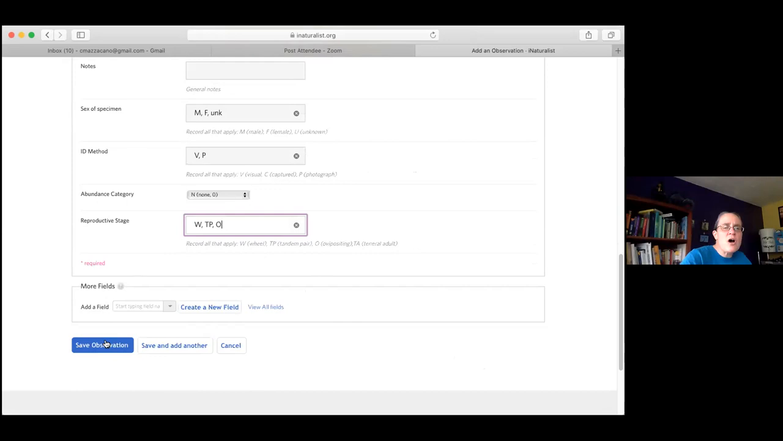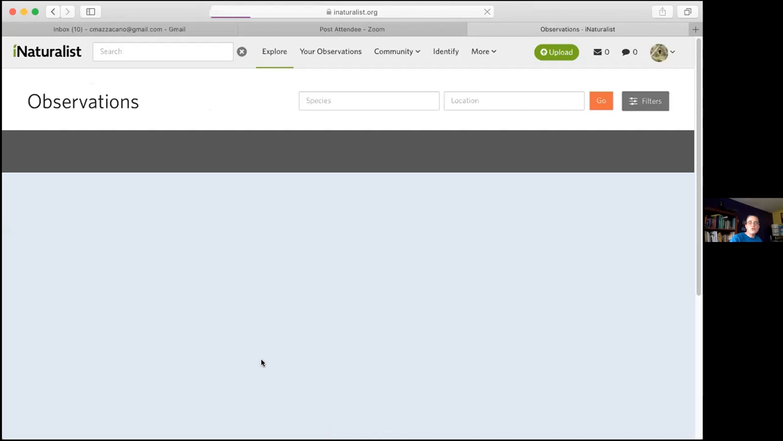If all I saw was just that cardinal meadowhawk, that was the only species I saw, I can just do save observation. But if you don't want to have to add in the date and the location again, just hit save and add another. And I don't want to hit save and add another here because I don't want to have a false record. The screen that comes up will automatically still have the same date and the same location. And then you put in what you saw, add any photos that you have. And you can do that as many times for as many creatures as you have.